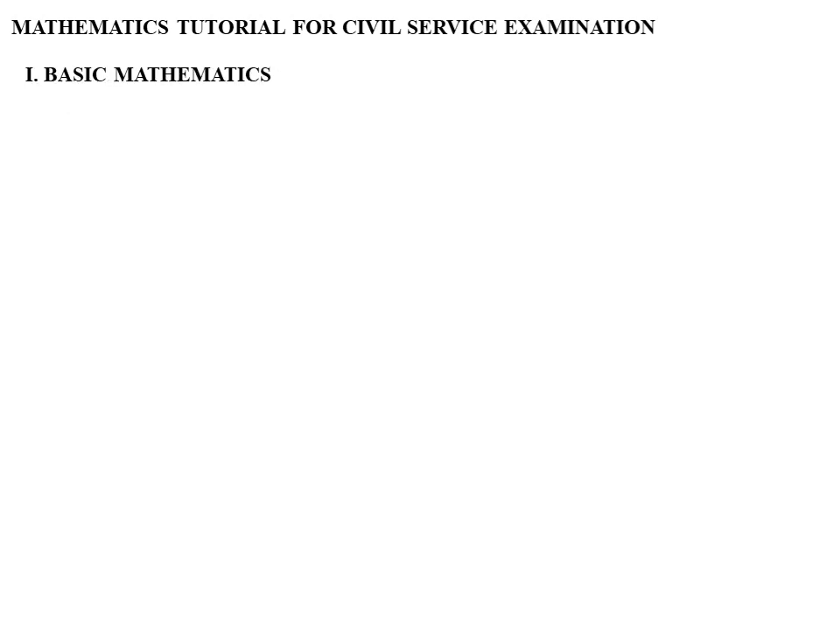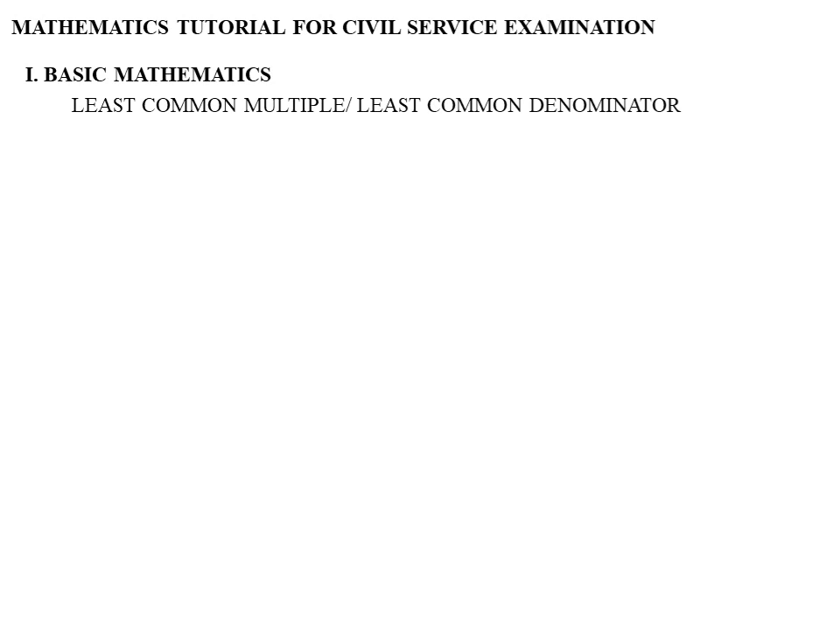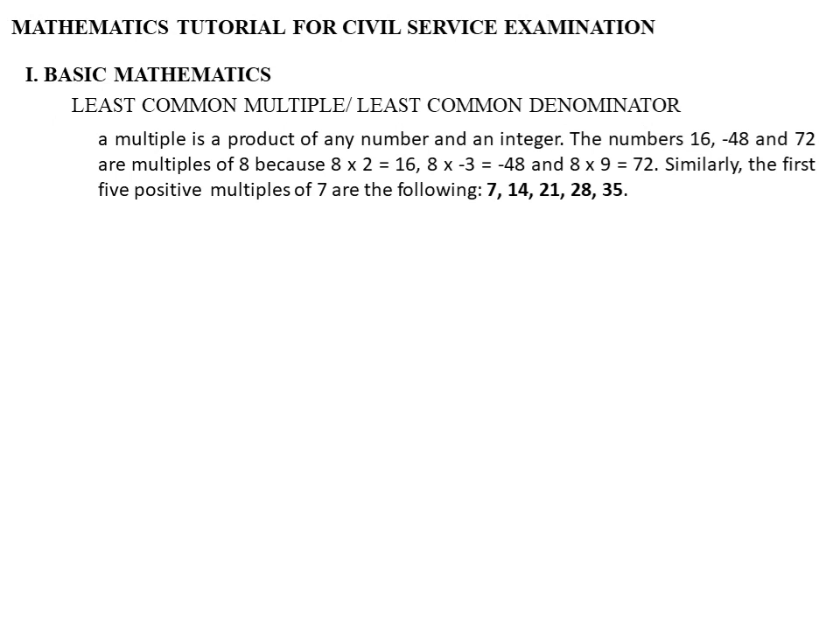Okay, so let's start to discuss the first topic, the basic mathematics. Under basic mathematics is the first topic, the least common multiple or least common denominator. A multiple is a product of any number and an integer. The numbers 16, negative 48, and 72 are multiples of 8 because 8 times 2 is 16, 8 times negative 3 is equal to negative 48, and 8 times 9 is equal to 72.